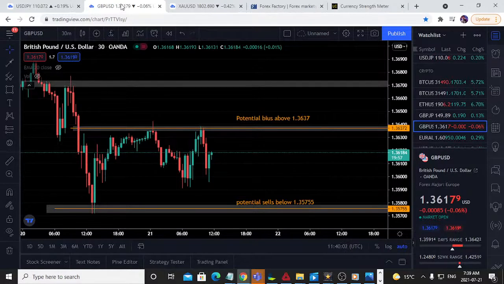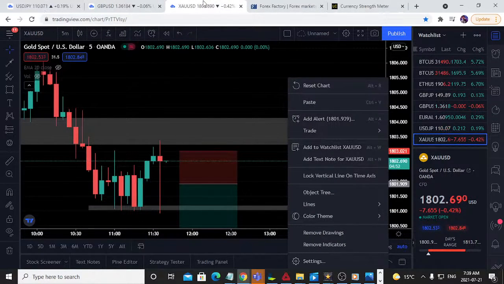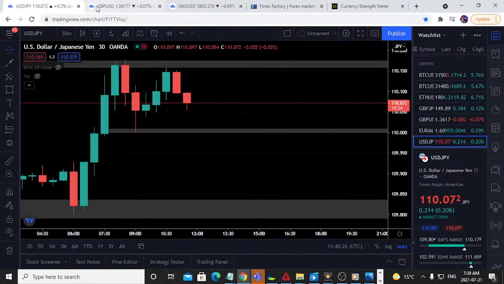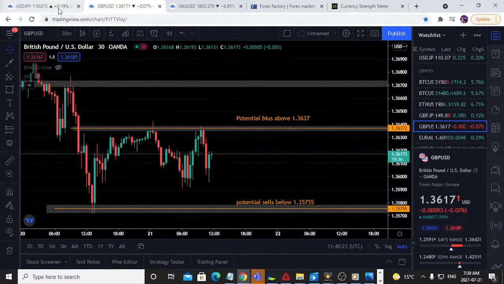But yeah, although people do make a lot of money on gold, I can't seem to grasp it really. Just from a pips perspective and a loss or profit perspective, I mean gold makes a lot less sense than USD JPY to myself.